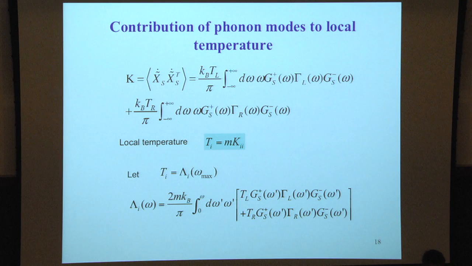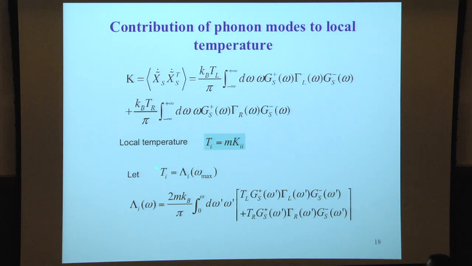So now we want to understand why the negative temperature jump occurs. Based on the Green function approach, we have the velocity correlation matrix, written in this formula. Then we can define the local temperature. It's simpler than that, it's nothing but the kinetic energy of the particles. So now we define a function lambda, which is a function of the phonon frequency omega, and lambda can be written in this formula.